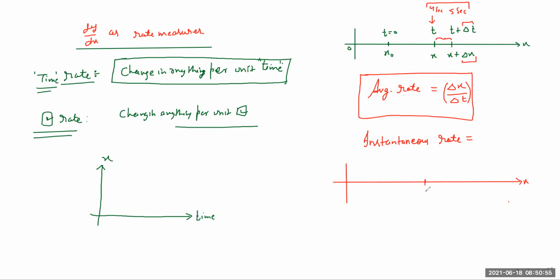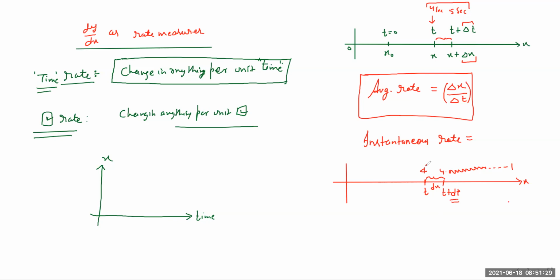So what we do is we just close the interval. I am looking for t equals 4 seconds. So I will take 4 and 4.000000000 and so on, infinitely close. Now when we have two instants which are really close to each other, the gap is called dt, and the displacement is called dx, right?